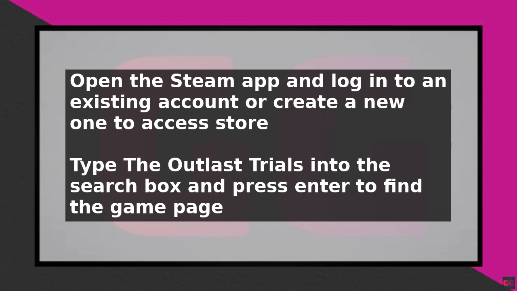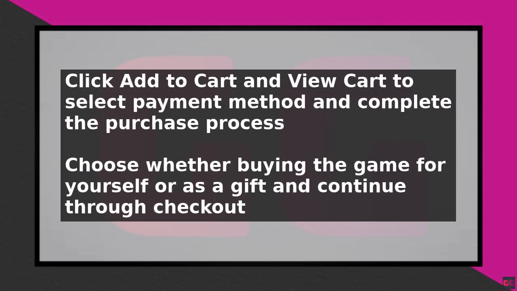You may need to click on the gear icon and select View Unfiltered Search Results and uncheck Hide Ignored Items to find the game. Click on the Games page. Then scroll down to the Buy The Outlast Trials section. You can choose to buy the original game or a special edition. The process is the same for both.